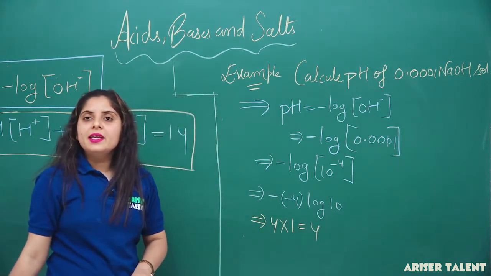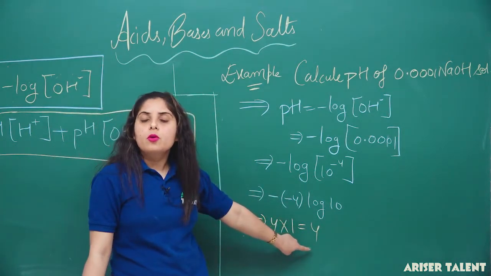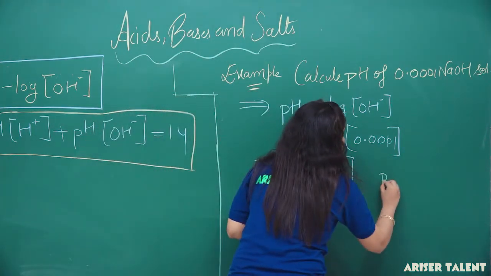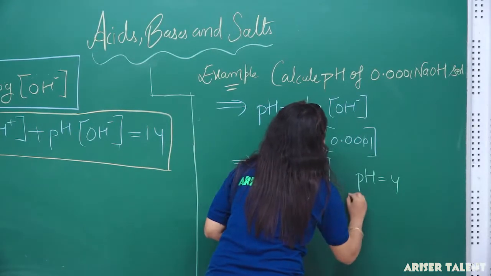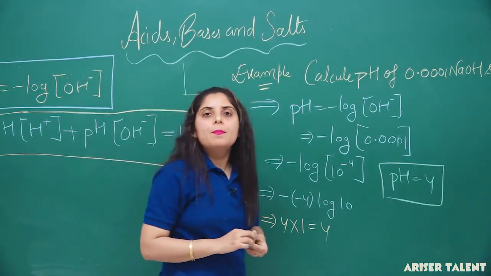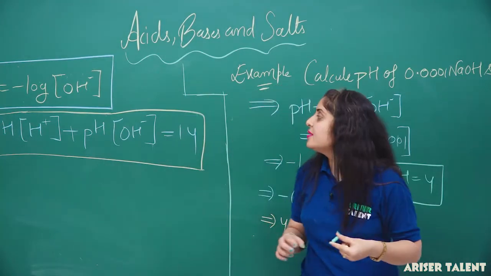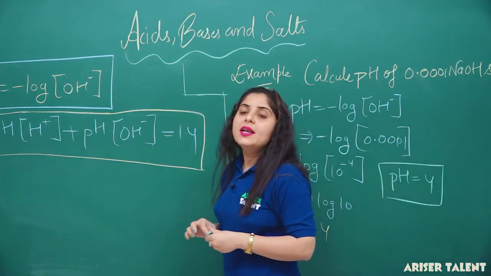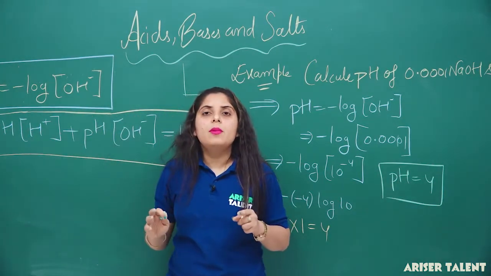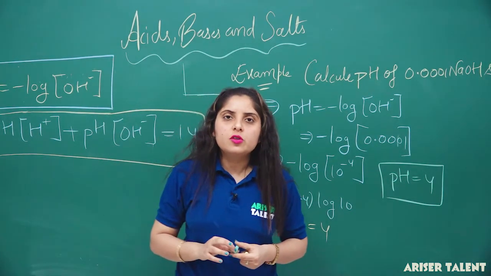So what we will get here? We will get the 4. The 4 will be the pH of NaOH solution. So the correct answer here will be 4. So I hope from both these examples it will be easier for you to understand the pH of a solution and how we will calculate the pH of a solution. These are the 3 general formulas for calculating the pH of a solution.